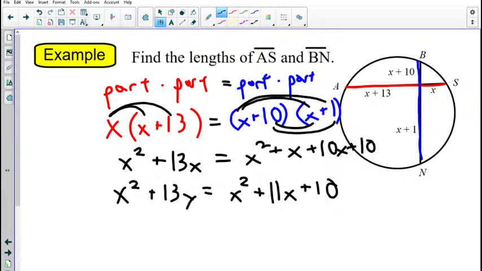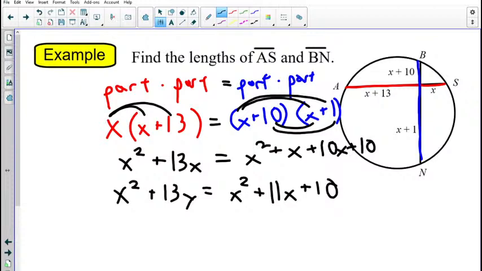Okay. We pause there. Do we have any questions up to that point? That's the complicated part. Any questions on how that got distributed or multiplied out?